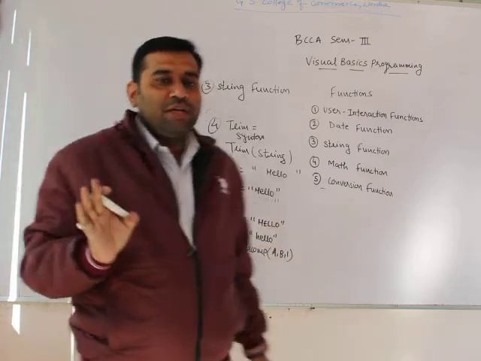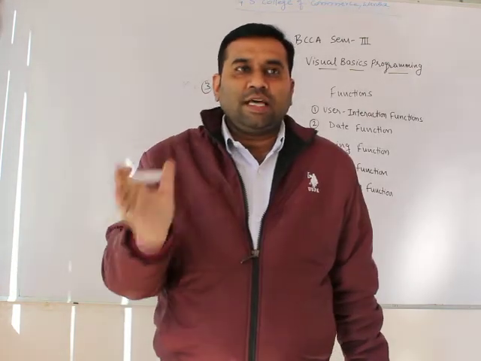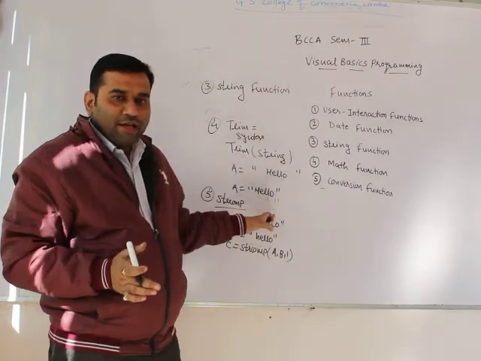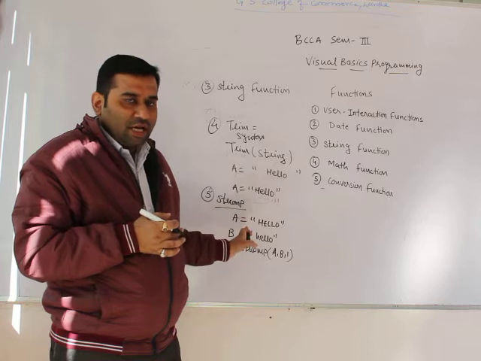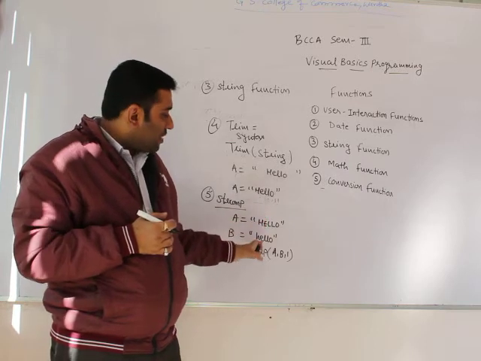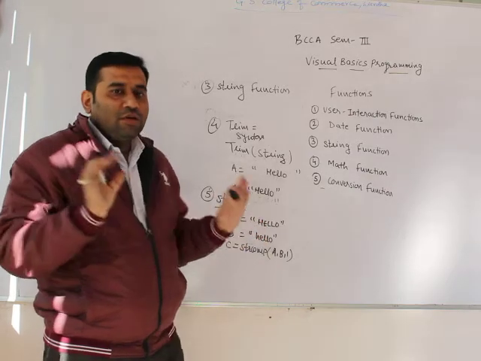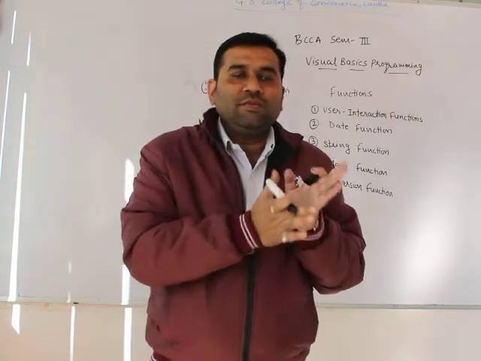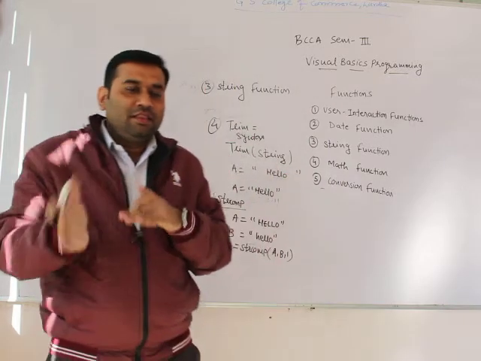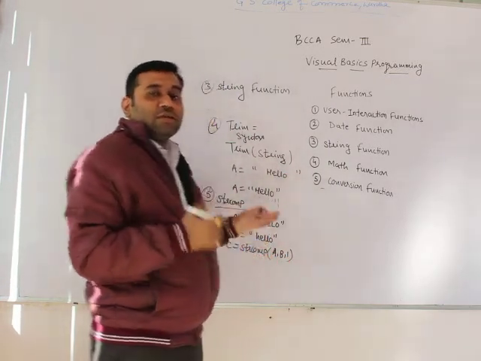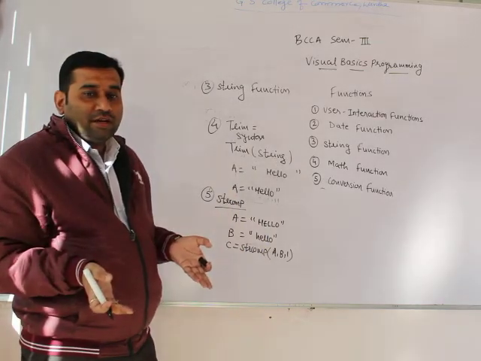There are three conditions. When string 1 is less than string 2, this condition is not satisfied, then -1. When both strings are equal, then 0 is returned. String A and string B are both equal. And the third condition, when string 1 is greater than string 2, here string 1 is not greater than string 2, so the third condition is not satisfied.